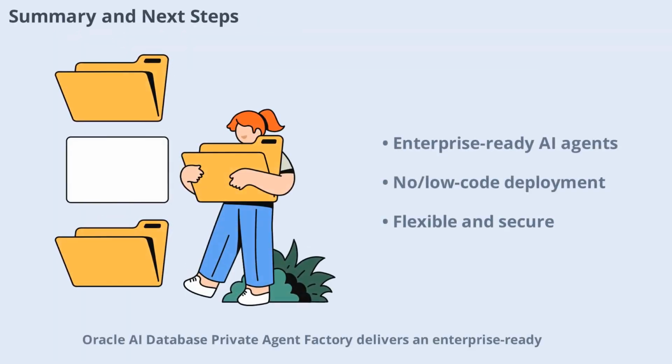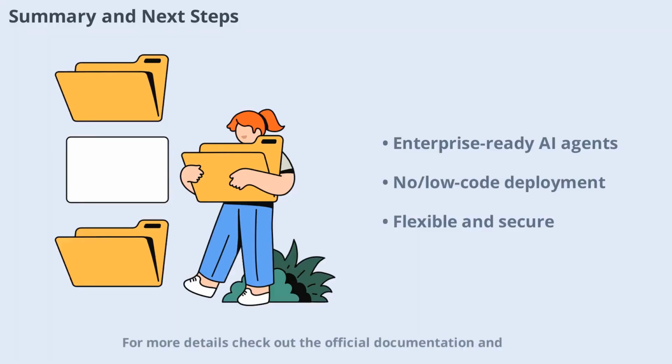Oracle AI Database Private Agent Factory delivers an enterprise-ready, low-code approach to building and deploying AI agents. It's close to your data, compliant with governance, and fast to deploy whether on-premises, multi-cloud, or via the OCI marketplace. With pre-built agents, visual workflows, and REST integration, you can quickly unlock the power of AI for your business.